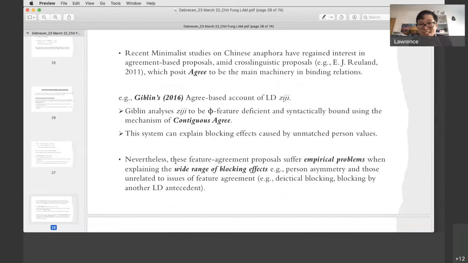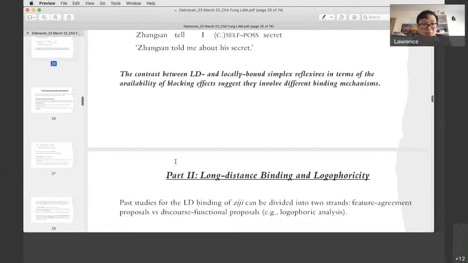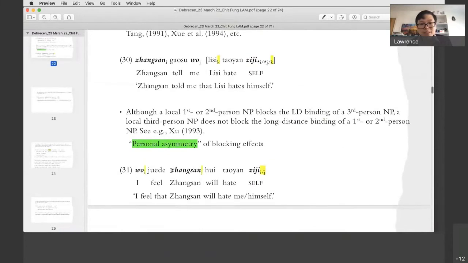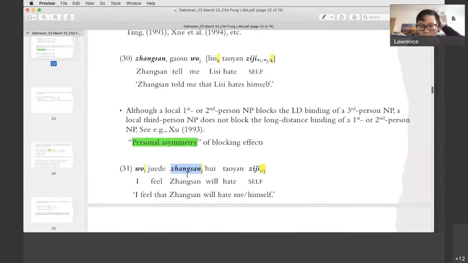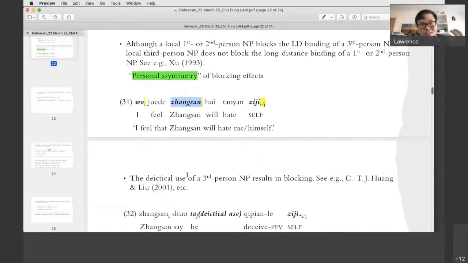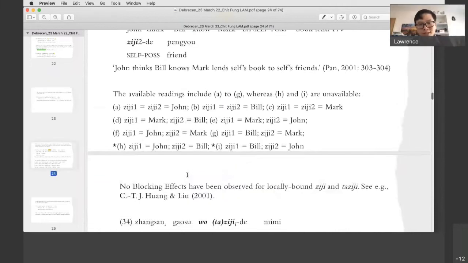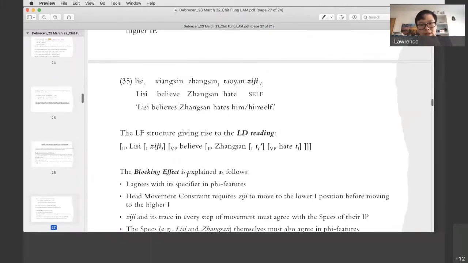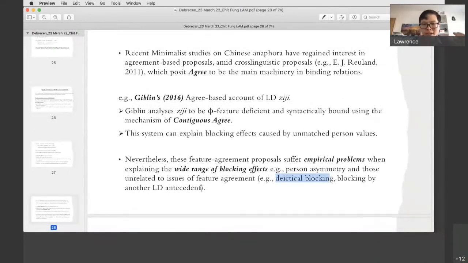And some of the effects, like person asymmetry. So for example, what we have just talked about, the asymmetry in this one. If we can just attribute everything to feature agreement, then why would example 31 be allowed? Because for the two entities, one is a first person and the other one is a third person. We expect it to be blocked, right? But it doesn't. So it's a kind of problem that if we use a feature agreement proposal, we need to use some extra mechanisms to tackle that.